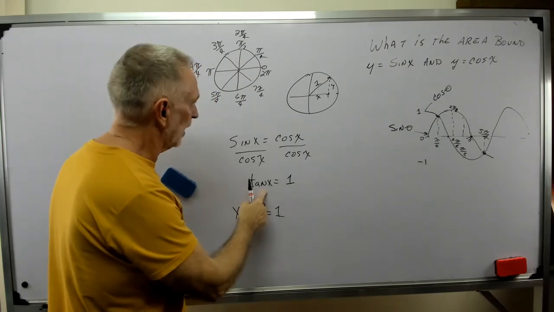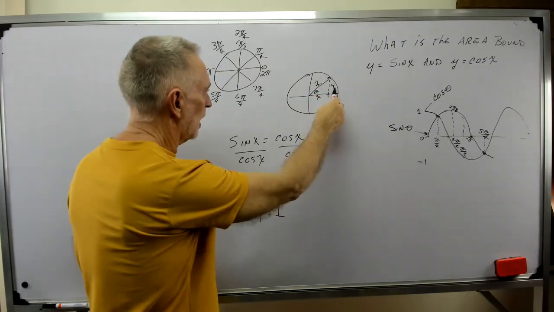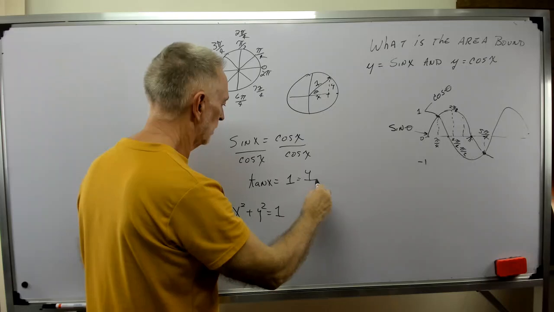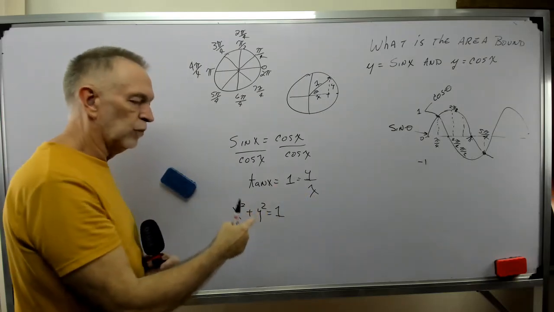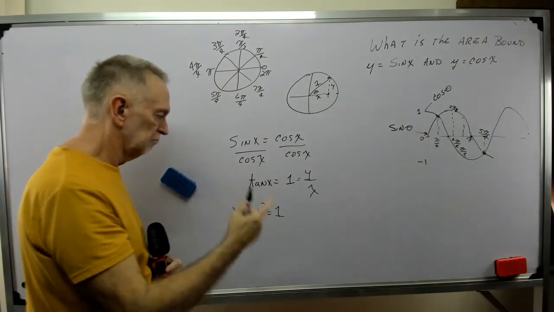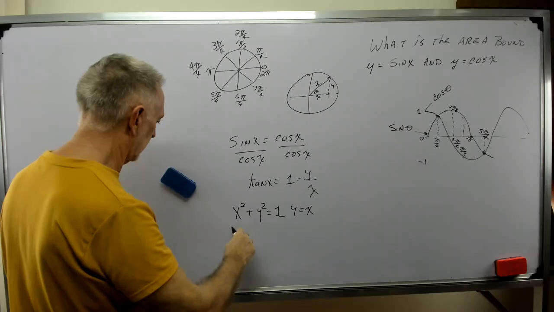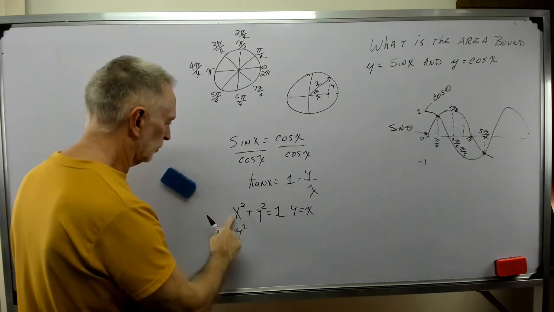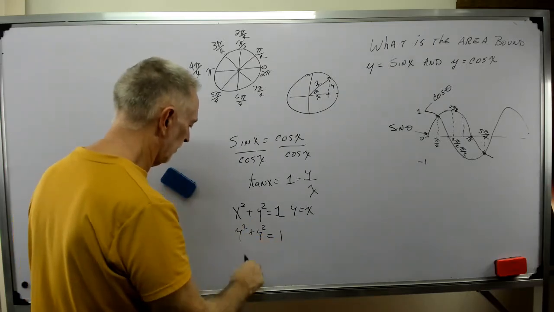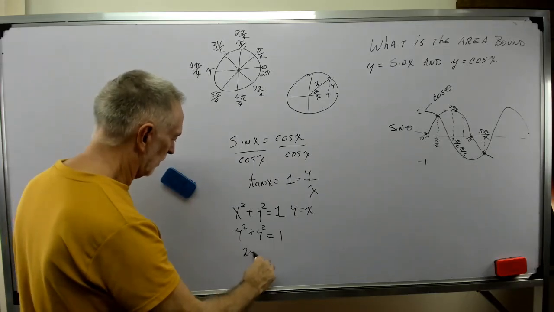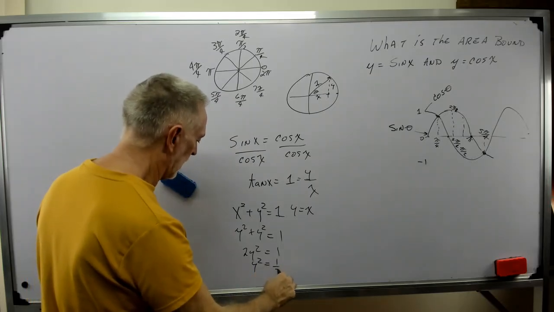And what is tangent of an angle? Well, if it's this angle, theta we'll call it here, it's the opposite over adjacent. So y over x. Well, if y divided by x equals 1, y equals x. So y equals x. Well, I can substitute then. I'll just substitute y in, for example. y squared, because y equals x, plus y squared equals 1. What is that? That's 2y squared equals 1. So y squared equals 1/2.